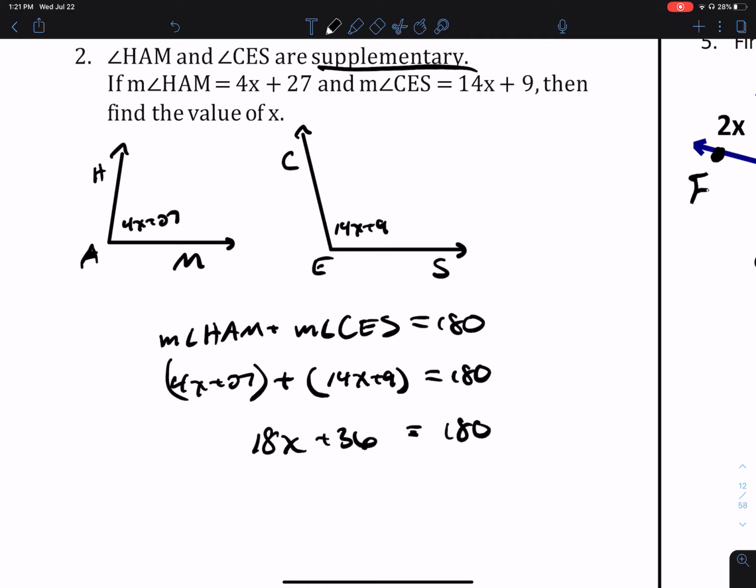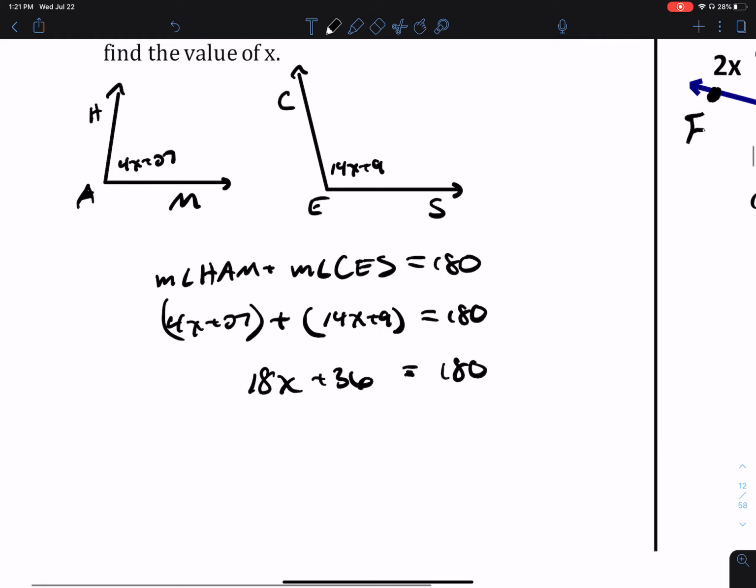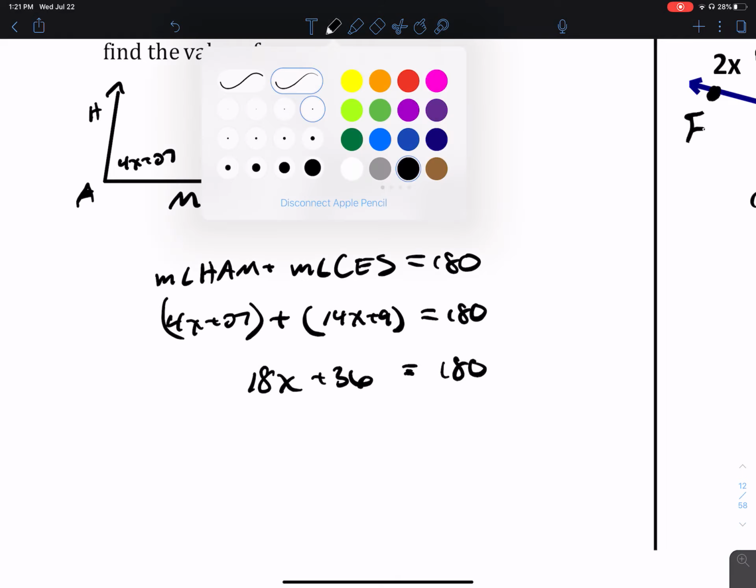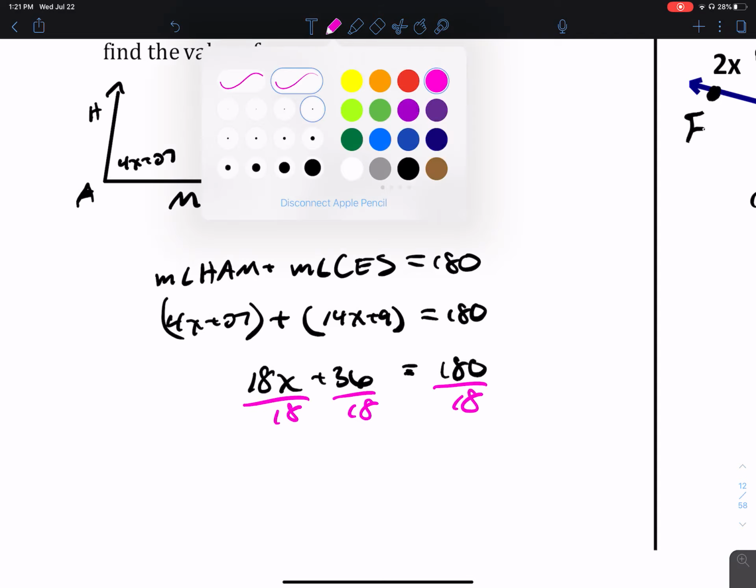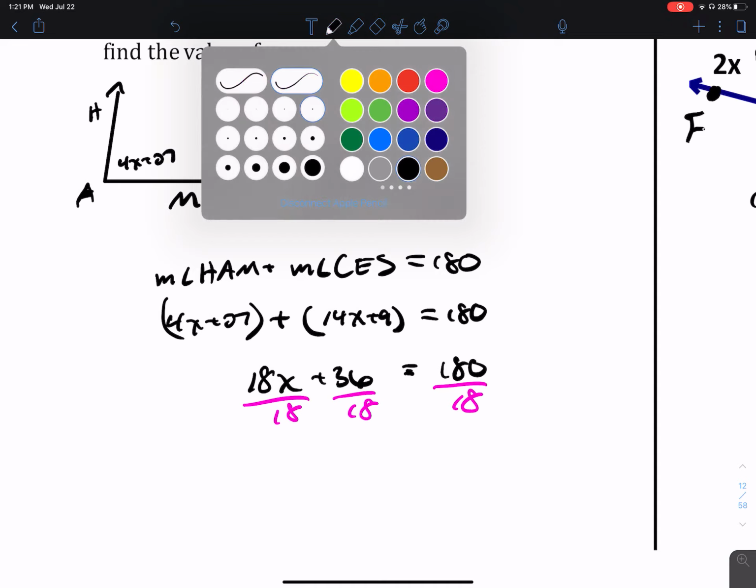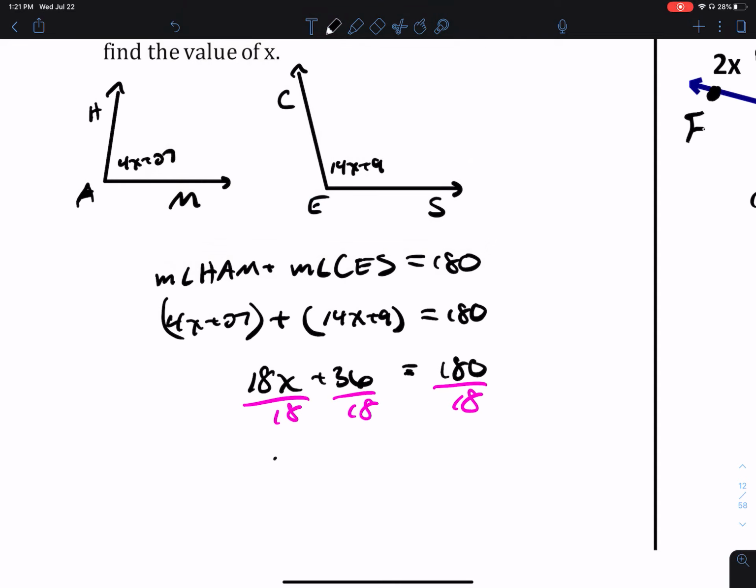I'm going to use the same strategy I used on the last problem. To make this simpler, for me, I'm going to divide each term by 18. You don't have to use this method. Since 18 goes into all those evenly, 18 divided by 18 is 1x, 36 divided by 18 is 2, 180 divided by 18 is 10. I get x is 8.